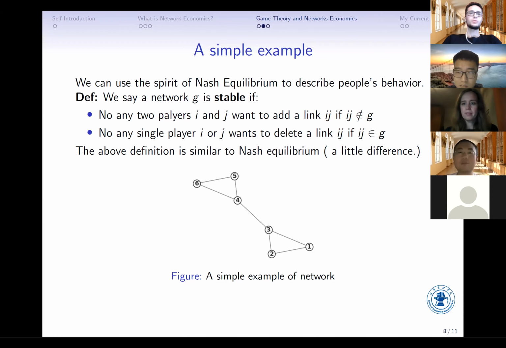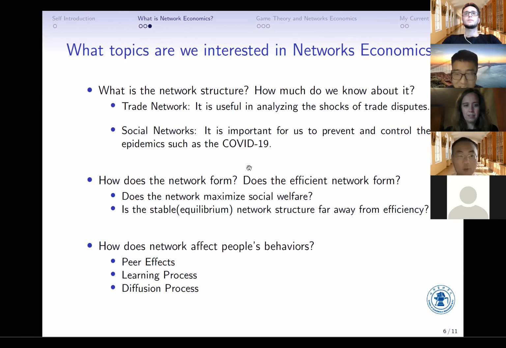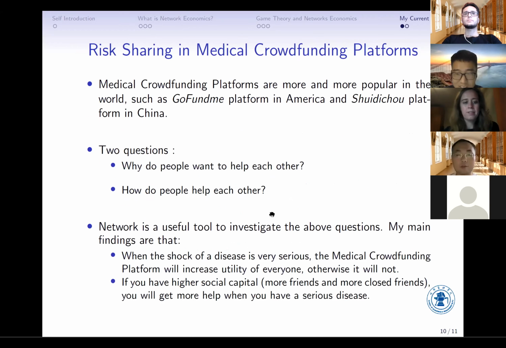Yes, I have a question. Please. Okay, last slide. This last one. Number 10. Here. The last sentence is you said if you have a higher social capital, you will get help when you have a serious disease. Yes. As I understand, it means if you are in a social network, in risk sharing in a medical platform, you have more social capital and you will get more help. Right.